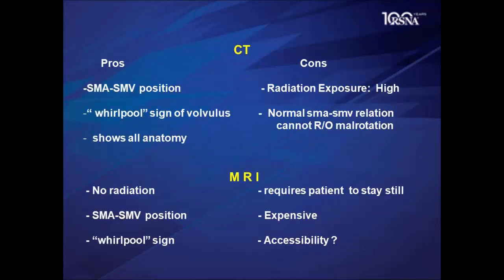Even CT was analyzed because it may show the anatomy, it may show you the whirlpool sign, but it's high radiation, and again, a normal SMA-SMV relationship cannot exclude malrotation. MRI was tentatively tried, but actually not really, because it's expensive and there is a question of accessibility, and we need sedation, which is another complicating feature. Of course, it's handy if it shows those anatomic features.